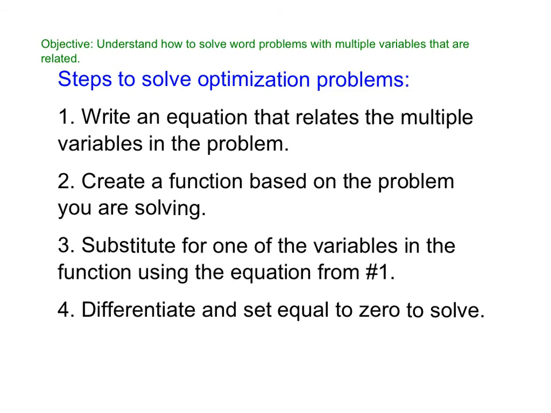Okay, again, here is the method in general for solving these. Again, this isn't 100%. Sometimes you're just creating a function and you don't have to do a substitution, but it's pretty common. So we write an equation that has multiple variables. We create a function that is going to give us our max or a min. We substitute into our function so that we only have one variable, differentiate, set it equal to 0.